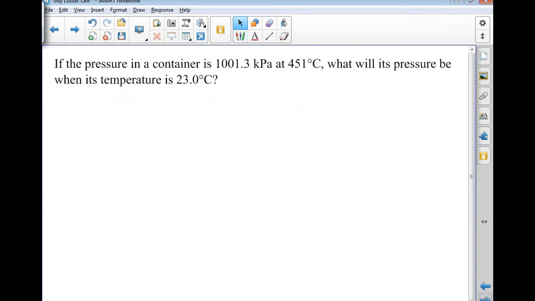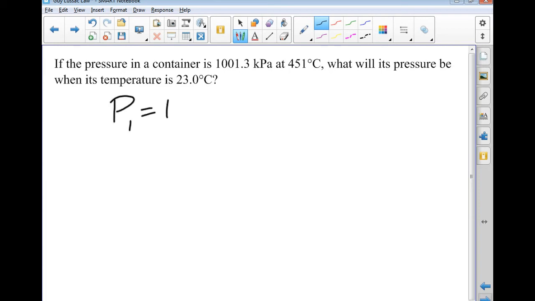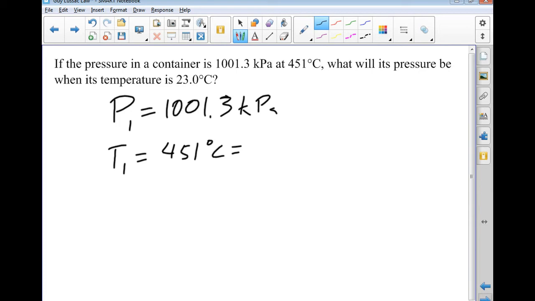So if the pressure in a container is 1001.3 kilopascals at 451 degrees Celsius, what will its pressure be when its temperature is 23 degrees Celsius? First thing we do is we list what we know. So we know the initial pressure is 1001.3 kPa. We know the initial temperature is 451 degrees Celsius. However, we don't use Celsius, we use Kelvin, so we need to convert that.